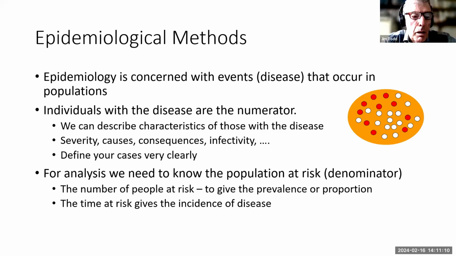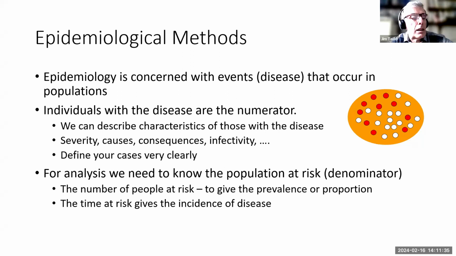Epidemiological methods. Epidemiology is concerned with the events or the diseases that occur in populations. Really, the individuals with the disease are going to be the numerator. How many cases do we have with particular conditions? And the first thing we can do is describe the characteristics of those with the disease.